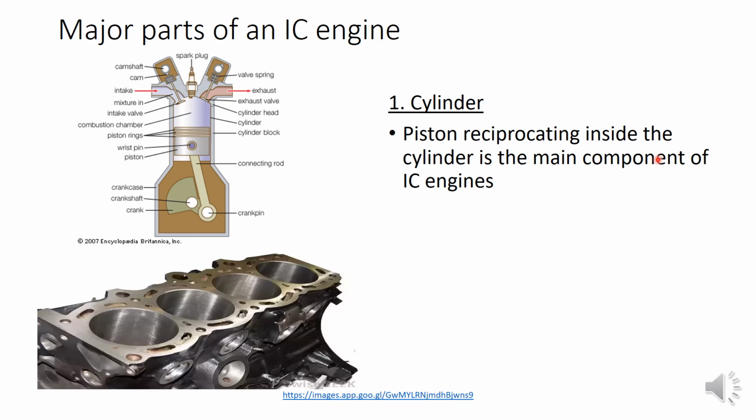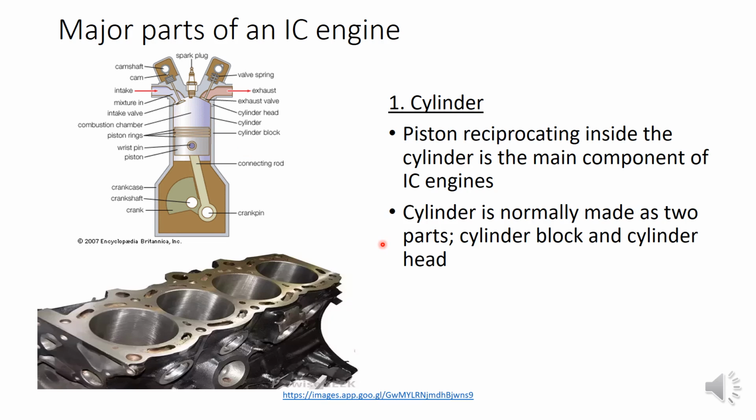So what is a cylinder and what are its functions? The cylinder is firstly where the piston reciprocates. Inside the cylinder, the piston will be in reciprocating up and down motion. It will execute inside this cylinder. And the cylinder is normally made in two parts. That is important. Normally the cylinder is not constructed as a single part. It is constructed or cast into two parts, that is cylinder block and cylinder head.